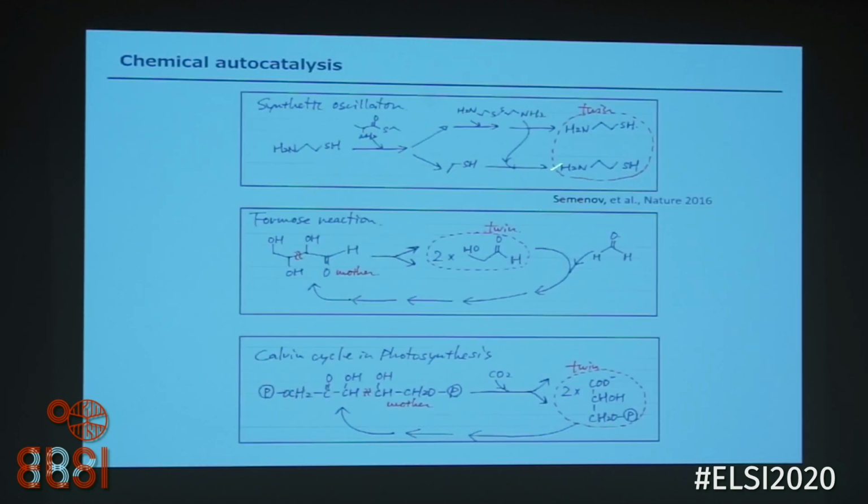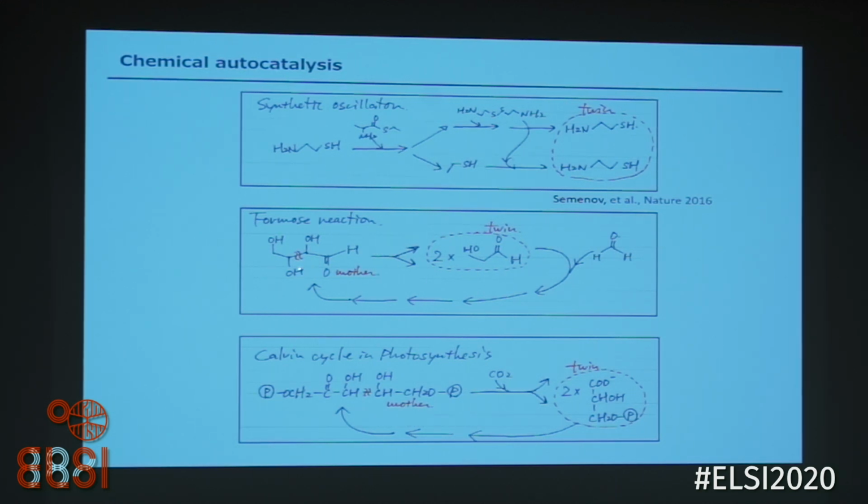Recently, the Whitesides group have successfully synthesized an oscillator, I mean a twin-generating reaction. It's very great, I mean wonderful work. And I think this is the first example of a chemical synthetic oscillator. If we look at this reaction, there are actually twin-generating reactions involved. The formose reaction is also famous. Again, here you can see a twin-generating reaction.